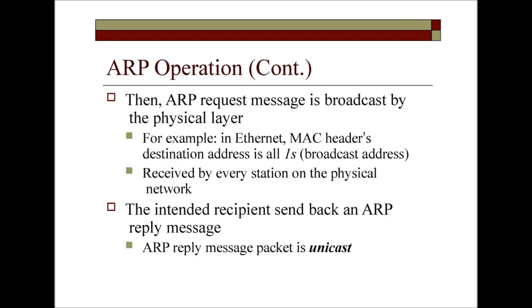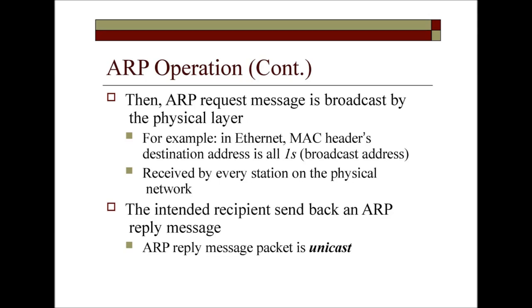ARP operation continued. Then ARP request message is broadcast by the physical layer. For example, in Ethernet, meaning local area network, the MAC header's destination address is all ones. So dear students, you know that every packet contains extra information which is called header. So the MAC header destination address will be all ones. Whenever we want a broadcast communication, a broadcast address of all ones is used. It is received by every station on the physical network, and the intended recipient sends back an ARP reply message. The ARP reply message packet is unicast.